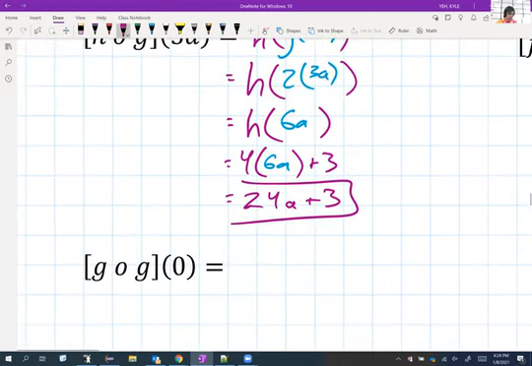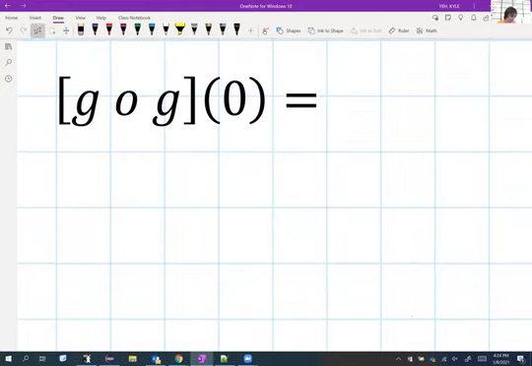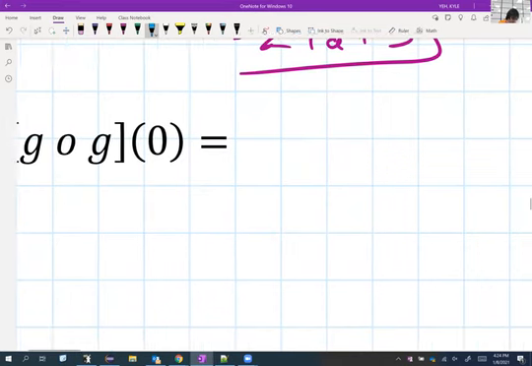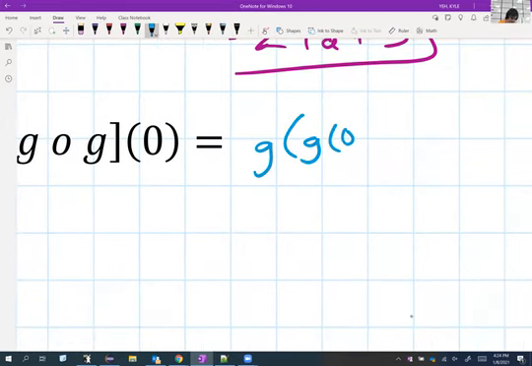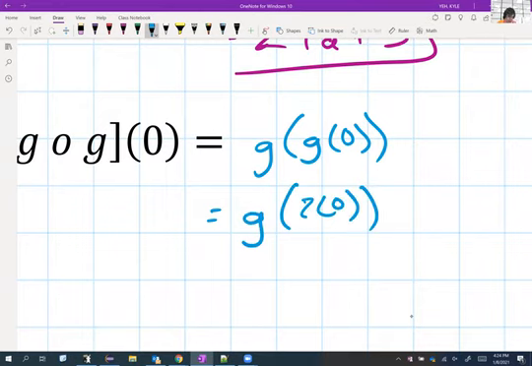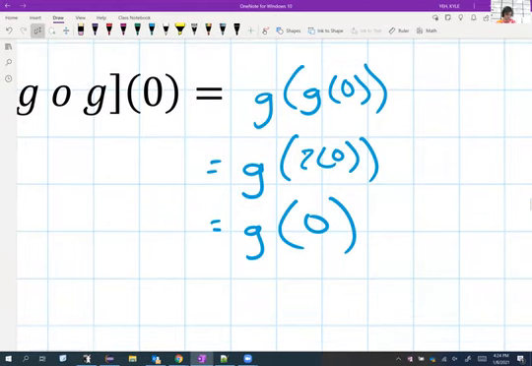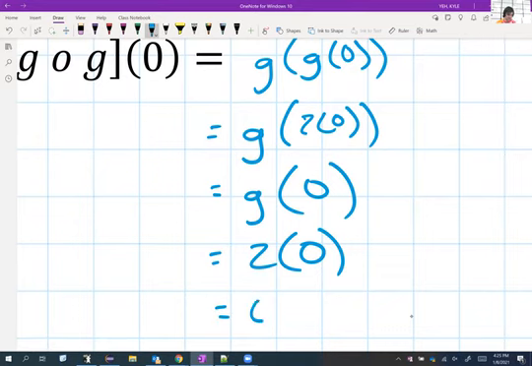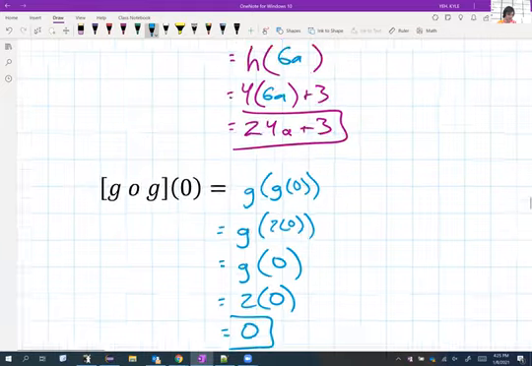All right, how about g of 0? Start on the inside. What is g of 0? Well, g of 0 is 2 times whatever we're plugging in, which is 0, which happens to be 0. Kind of just a fun one, plugging g into itself.